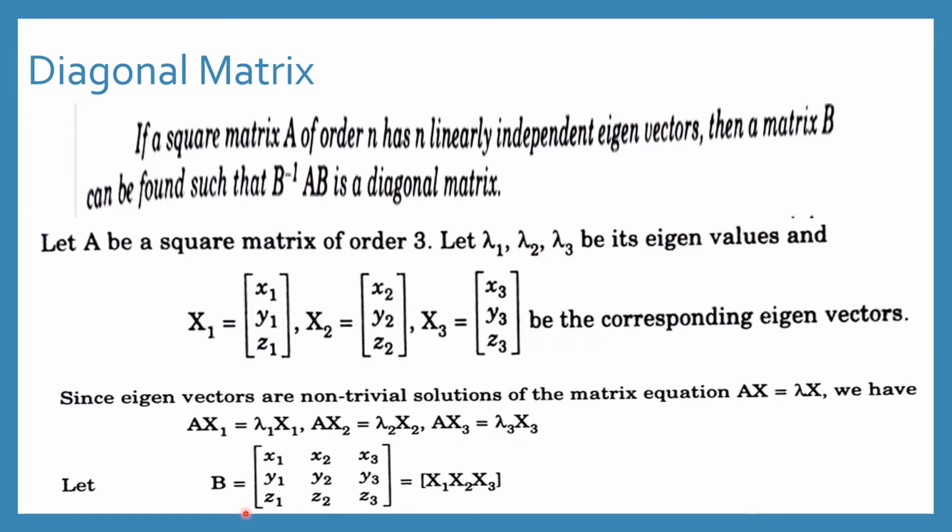So let B be a matrix that is a collection of eigenvectors. If you look at the values vertically, you can see that x1, y1, z1 is our first eigenvector, x2, y2, z2 is our second eigenvector, and x3, y3, z3, the third column, represents the third eigenvector. So B is a matrix which represents the eigenvectors. We can write it as x1 vector, x2 vector, x3 vector. B is a matrix of x1, x2 and x3.